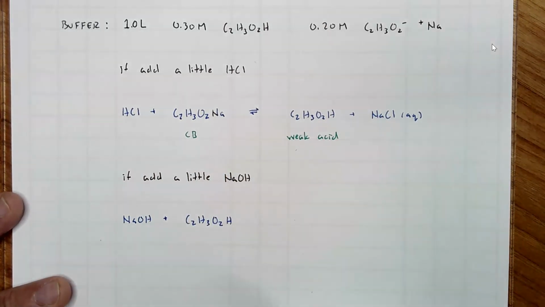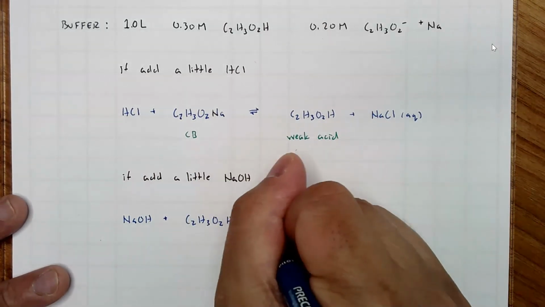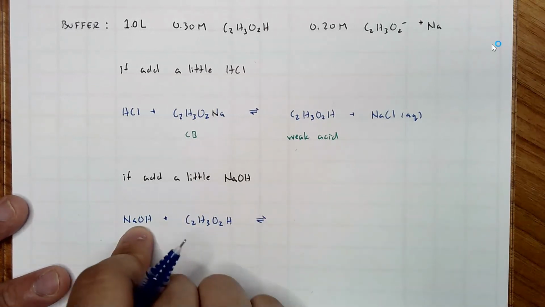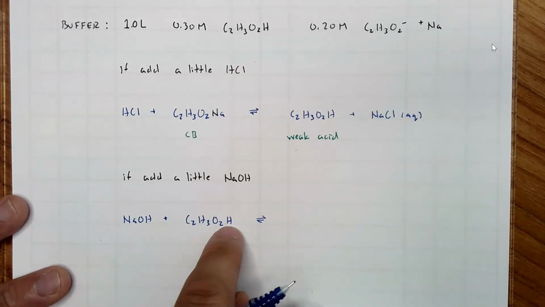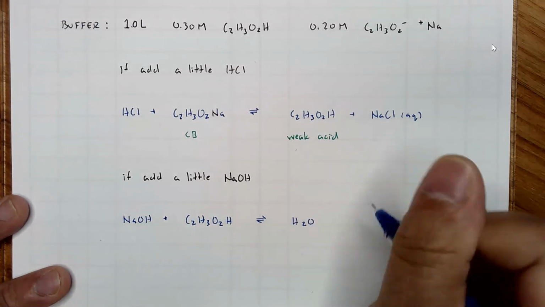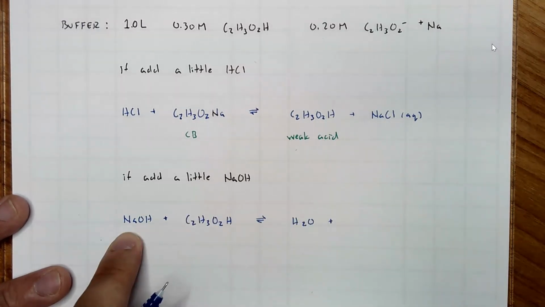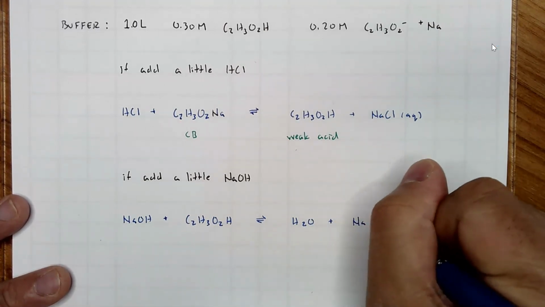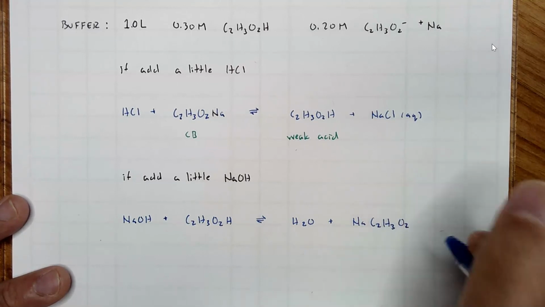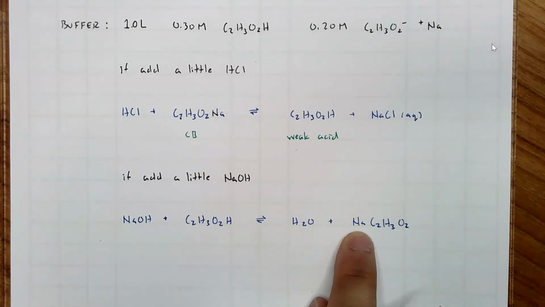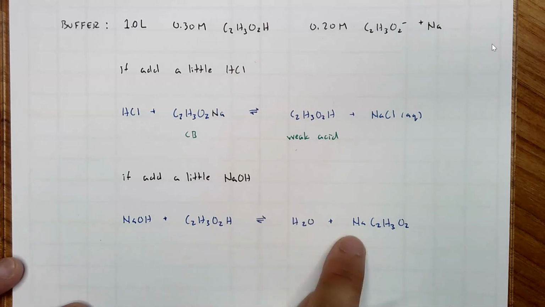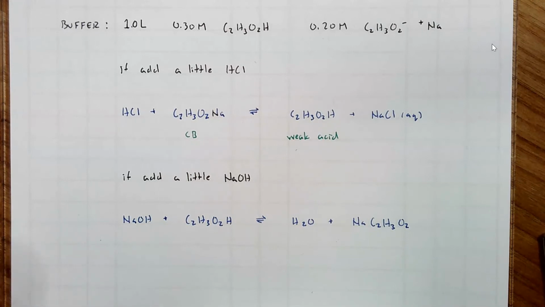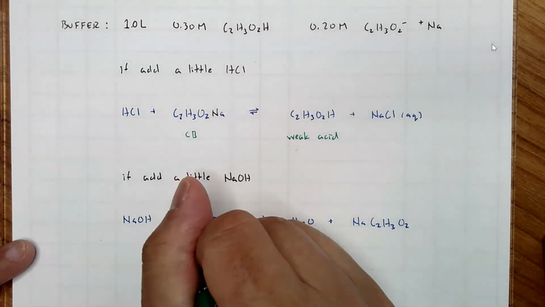C2H3O2H. Remember, this is acetic acid. And now the base is technically the OH minus, grabs a proton to create water. And what's left over? The sodium salt of the conjugate base, NaC2H3O2. So in this case, I drew the Na in the front. It doesn't matter, in the front or in the back. Wow, look what happened here. We took our weak acid.